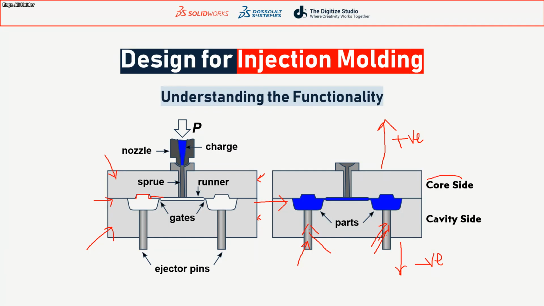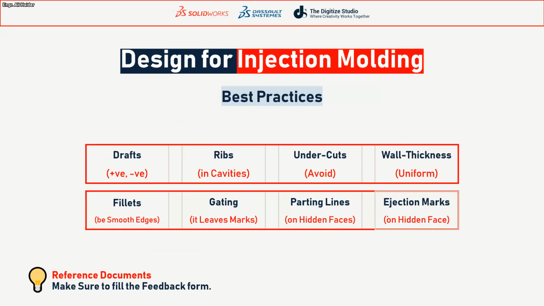When we move the core side away, the part and the cavity side remain in place, and the ejection pins move and push our part out of the mold. And then the process repeats. The molten metal again enters into the mold. So this way the production line works. The ejection pin hits the part with some force while the part is still heated, so it will leave some marks on the surface of the part.